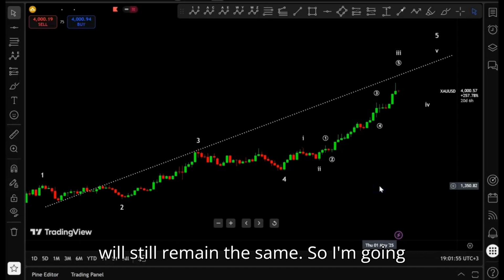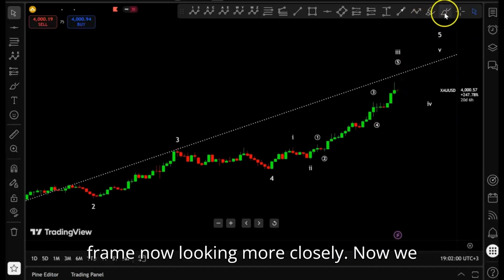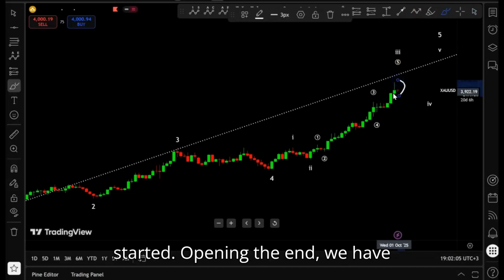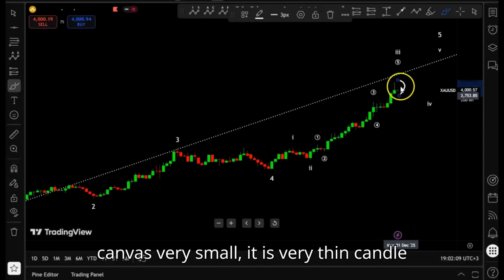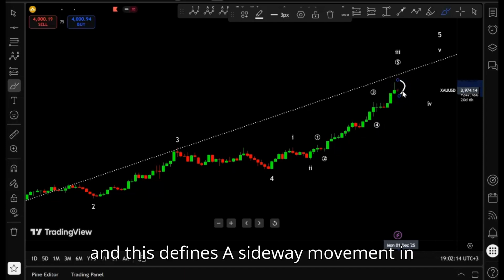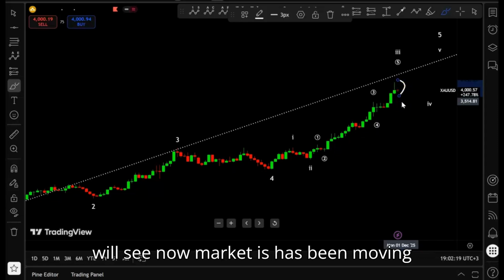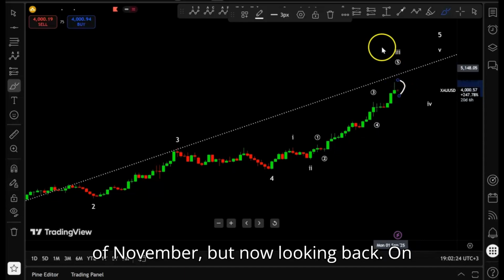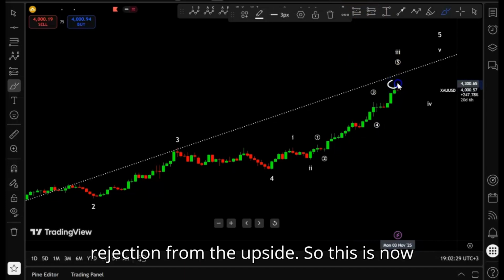So I'm in a monthly time frame, and in monthly time frame now, looking more closely, we see this monthly candle has already started opening there, and we have around 2 weeks now. But you see the candle is very small, it is very thin candle, and this defines a sideways movement in lower time frames. So in lower time frames, we'll see now market has been moving in sideways direction since the beginning of November.